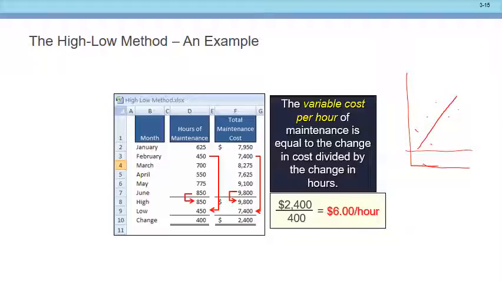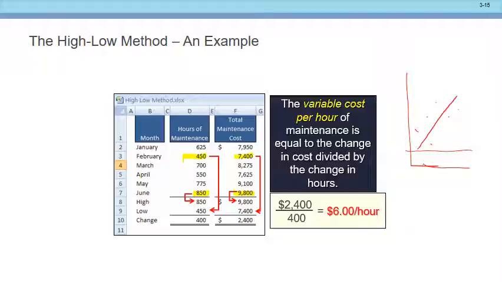The only reason this example only did 6 months is because they don't want to take up the whole page with a bunch of different data. So they picked 2 months, the high month and the low month. Okay, so the high month here is what? Looking at the amount of maintenance, 850, good. June is the high month. The low month is what? February, for 450. And then we find the total cost associated with each one of those.